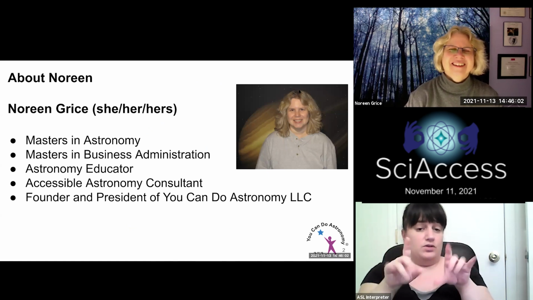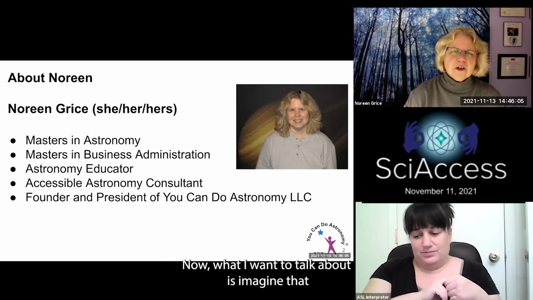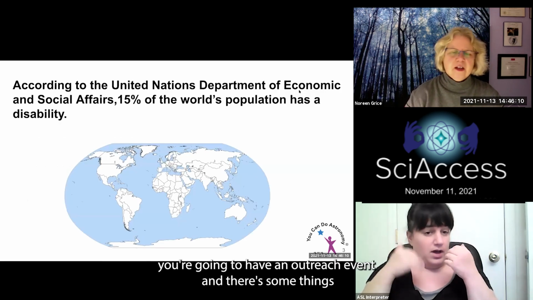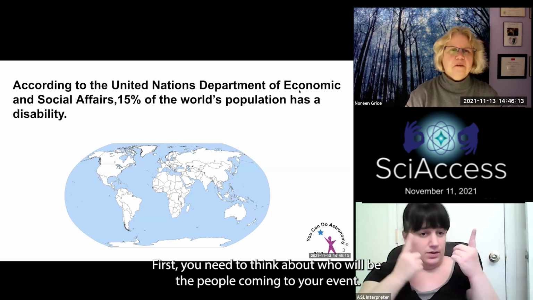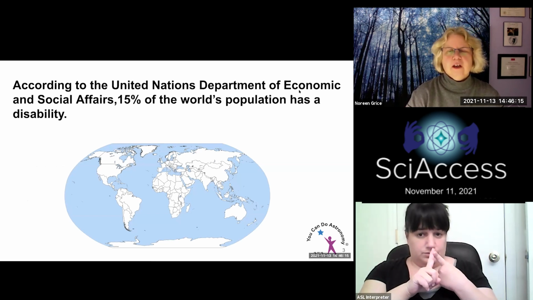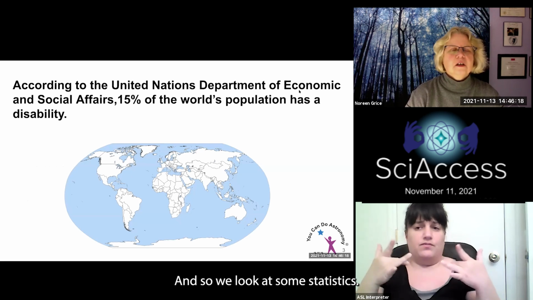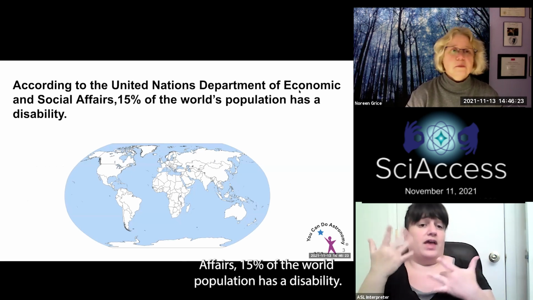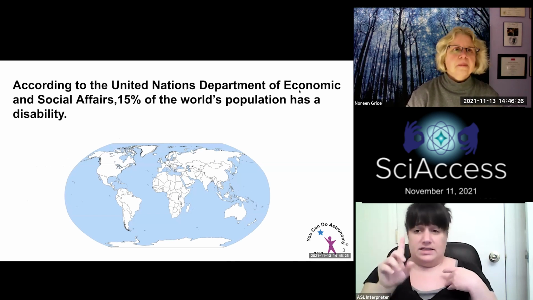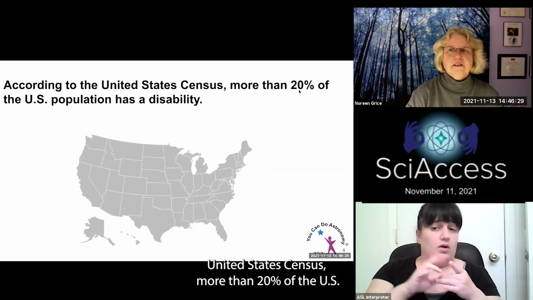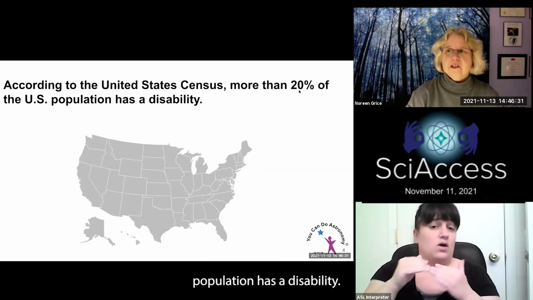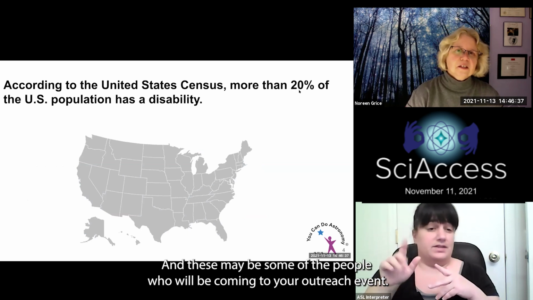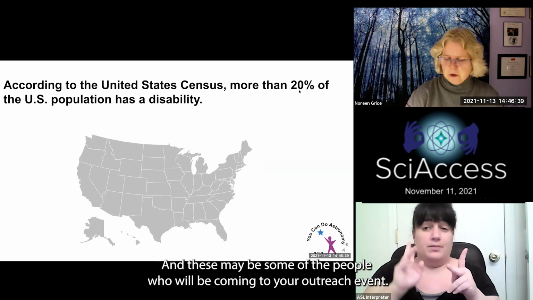So that's a lot. Now, what I want to talk about is imagine that you're going to have an outreach event. And there's some things you need to think about first. You need to think about who will be the people coming to your event. And so we look at some statistics. According to the United Nations Department of Economic and Social Affairs, 15% of the world's population has a disability. And then according to the United States Census, more than 20% of the US population has a disability. So there are millions of people with a disability, and these may be some of the people who will be coming to your outreach event.